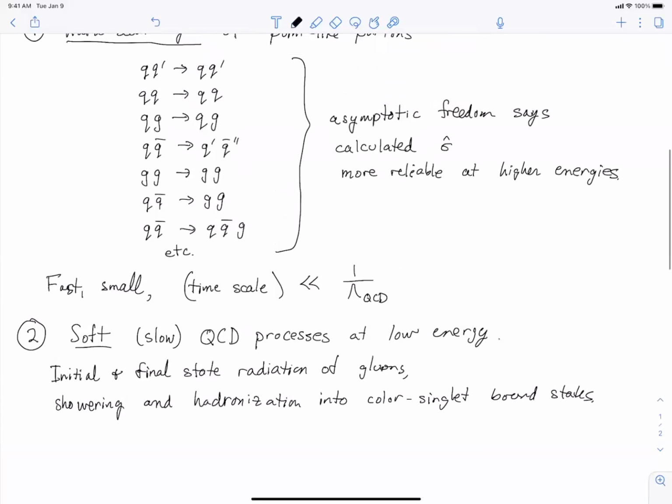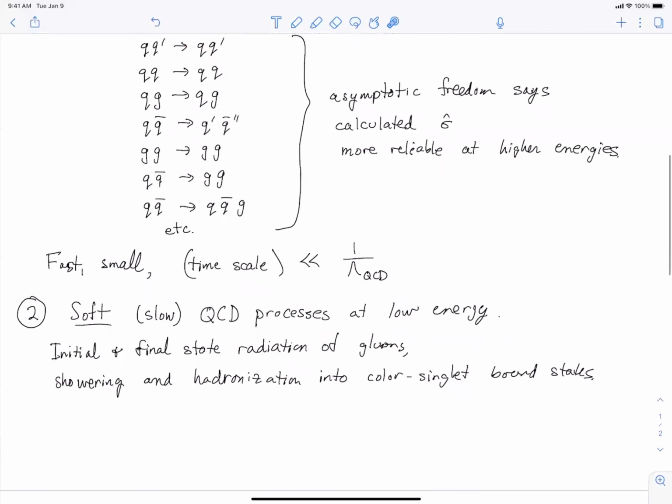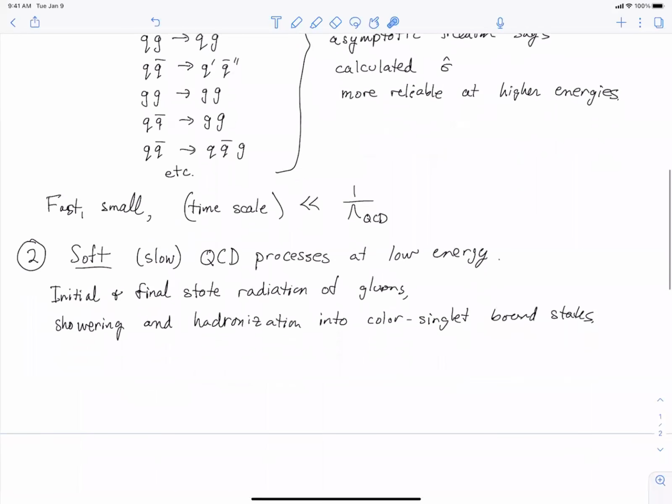So let's say, for example, I produce a quark here. That quark has to be in a bound state eventually. It has to form a bound state because the QCD coupling at large distances starts to blow up. And so it will do so by emitting more gluons and more quark anti-quark pairs, and they will combine in some very complicated process that's soft and slow, which we pretty much have no chance of actually calculating in any meaningful way.